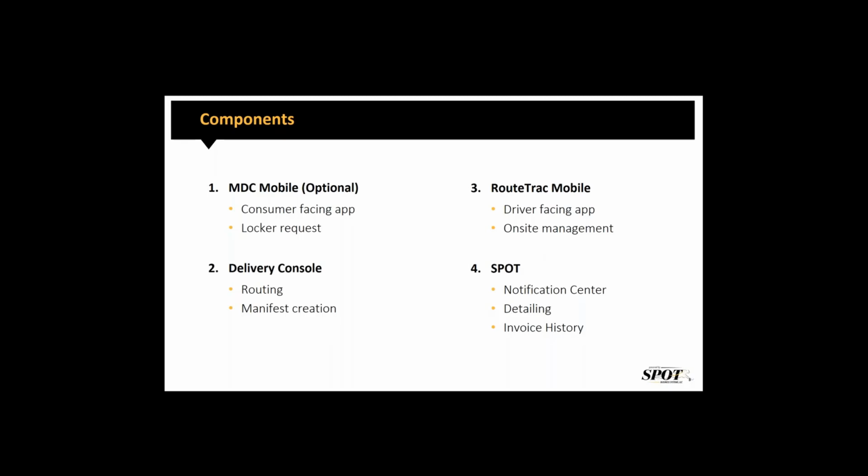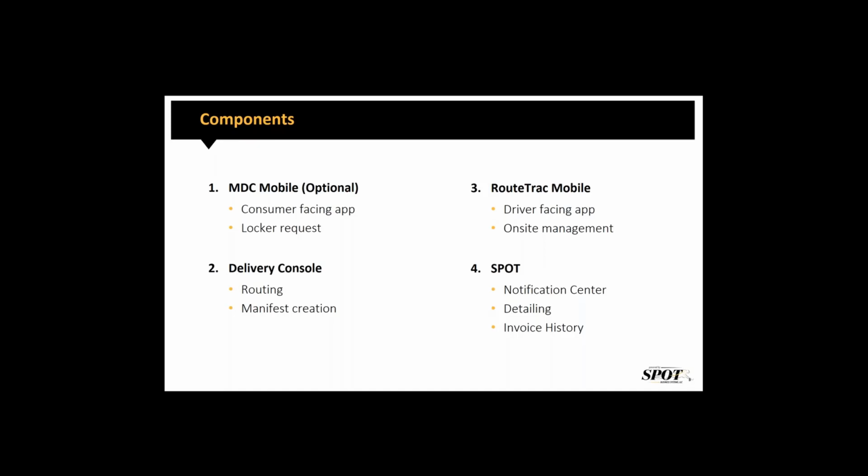Number three is RouteTrack Mobile, and this is the driver-facing app, right? So we have the consumer-facing app, and then we have the driver-facing app. RouteTrack Mobile is another component that is required for this whole thing to work together, mostly because without RouteTrack Mobile, you cannot use Delivery Console's features to their full extent. So therefore, RouteTrack Mobile is required in this avenue.